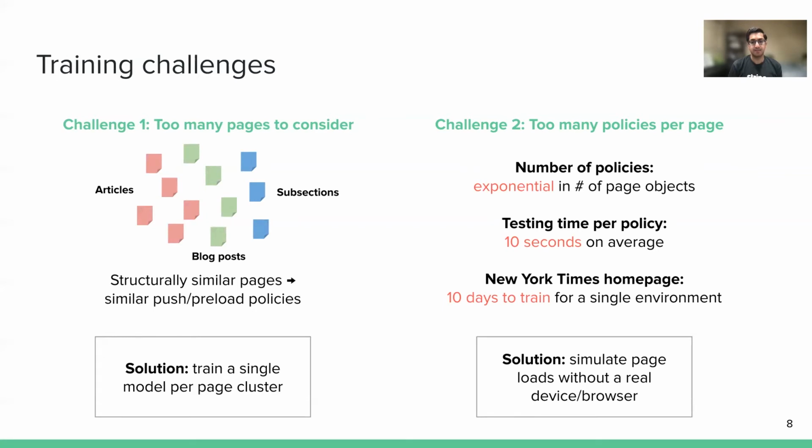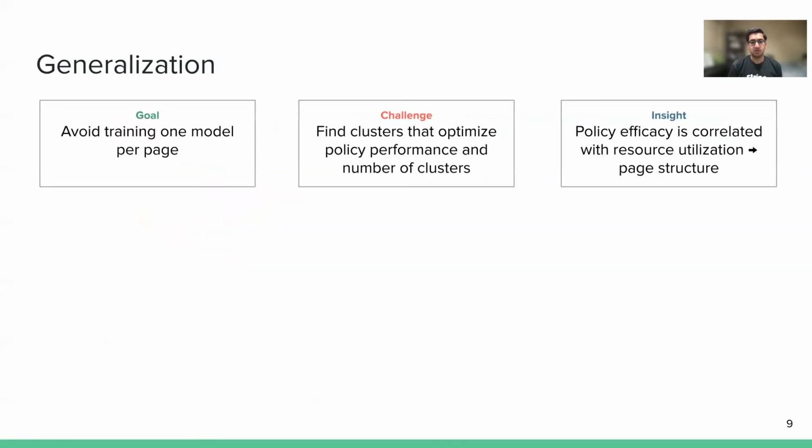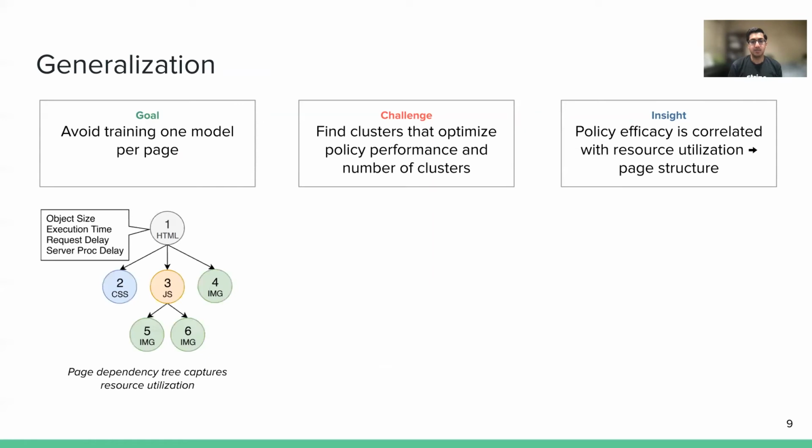To solve the first challenge, we want to cluster pages and capture structural similarity such that pages in each cluster have push policies that all perform similarly well, while also not having too many or too few clusters. Our key observation is that policy efficacy is correlated with resource utilization, which is dependent on page structure. Representing each page as an annotated page dependency tree correctly captures how the browser will parse the page, which in turn dictates when network and compute resources will be used during the load.